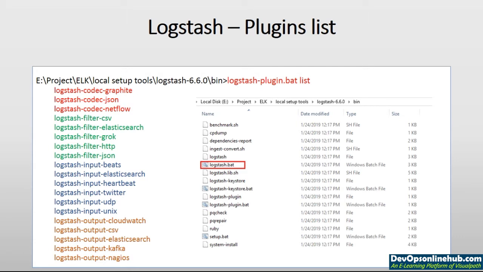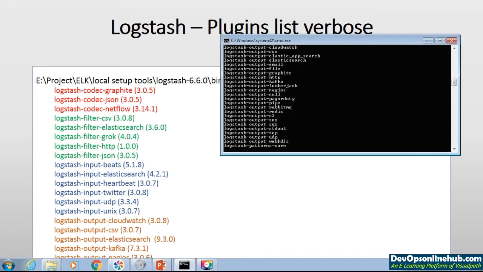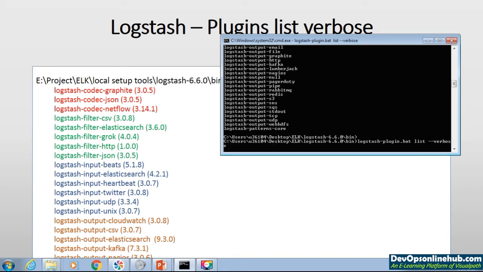As we discussed, codec and filter plugins are the optional ones, whereas input and output plugins are the essential components. In case you want to know the version details along with the plugins that are installed, the parameter you have to give is --verbose. So we'll go back to our command prompt, add this parameter, and execute the command. Now it will list all the plugins along with the version details.